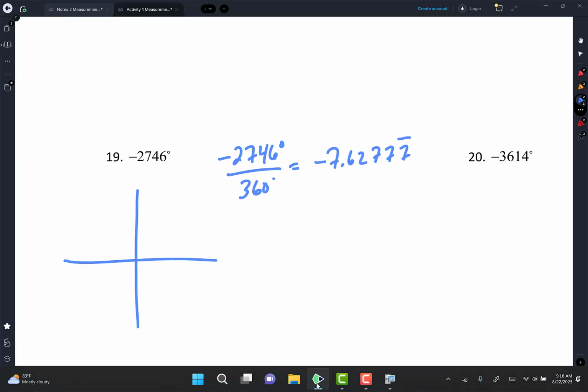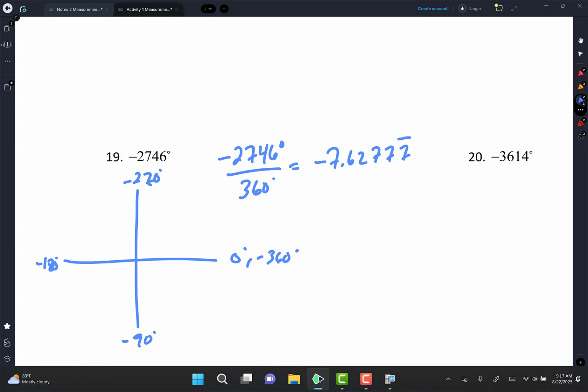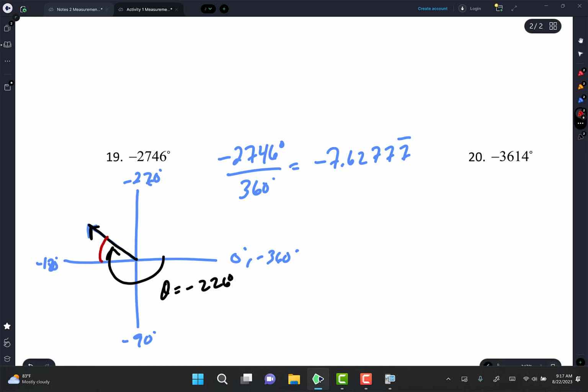So negative 226. What quadrant is that? 0 degrees, negative 90, negative 180, negative 270, and negative 360. Yeah, it's going to be in quadrant 2. Because, what was it again? I already forgot it. Negative 226. So it's between negative 180 and negative 270, somewhere like right there. Theta equals negative 226. All right, here's my reference. Theta R equals, and then I just do 180 minus 226. So let's see, 26, 36, 46. I want to say it's 46 degrees.